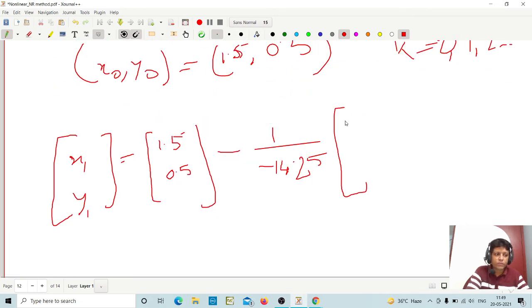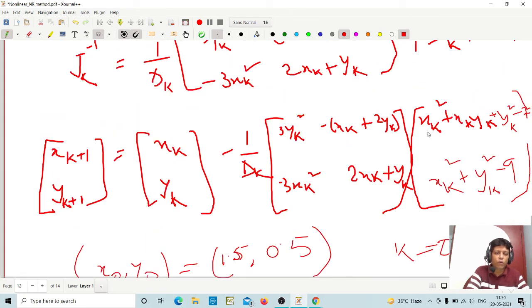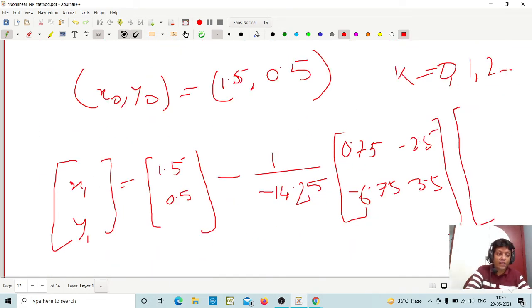So that will be 0.75. I have calculated, so I'm giving you the data. Minus 2.5, minus 6.75, and 3.5. This is the inverse matrix. And finally the function value. Functional value will be x naught square plus x naught y naught plus y naught square minus 7, and x naught square plus y naught square minus 9. So this will be calculated like this. Minus 3.75, this column matrix minus 5.50.